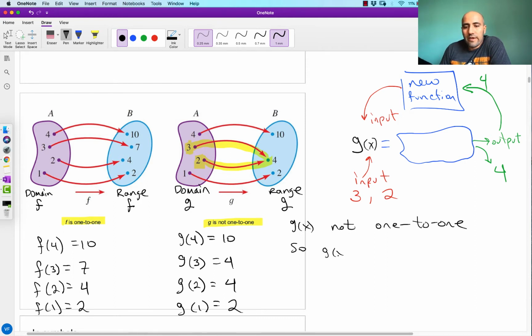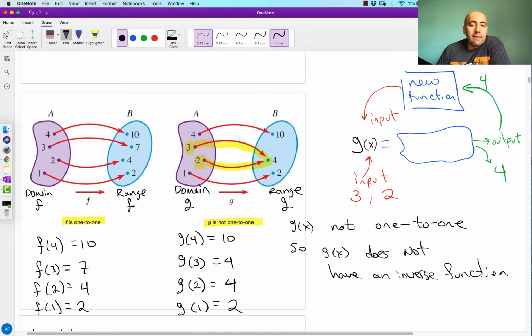So g of x is not invertible, right? It does not have an inverse function, unless, like I said, we could do some sort of cool thing, maybe restrict the domain, maybe we specifically go out and cherry pick one of these and cross it out from the domain.